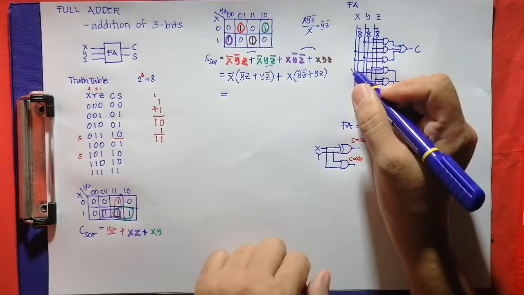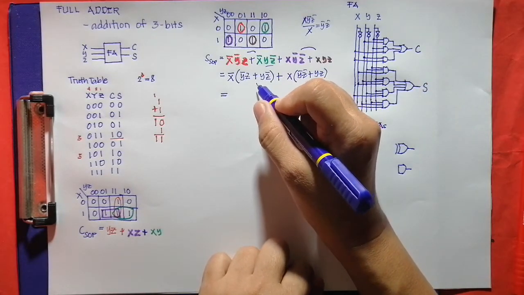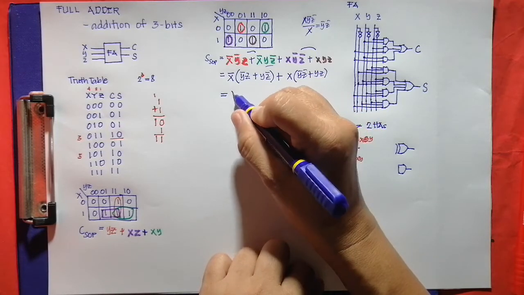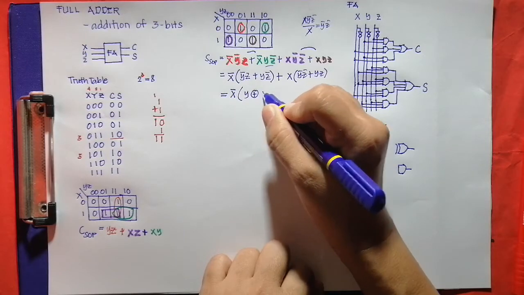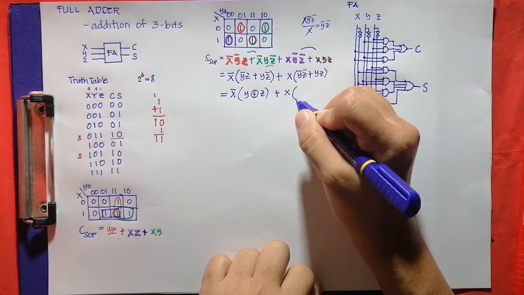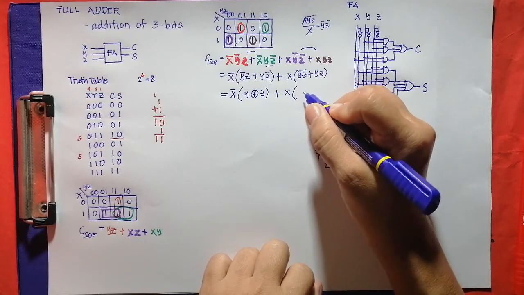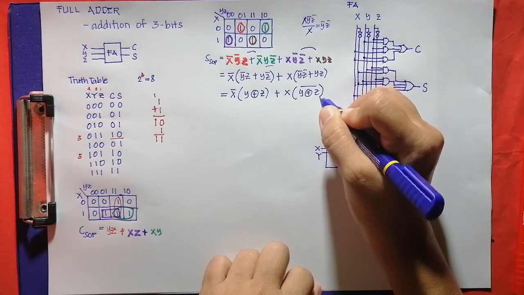Then next, you would notice this is an XOR gate, or can be rewritten as XOR gate. So therefore, this is Y XOR Z. Plus, you have here X. Now this one is an XNOR, so therefore, I can rewrite it as Y XNOR Z.